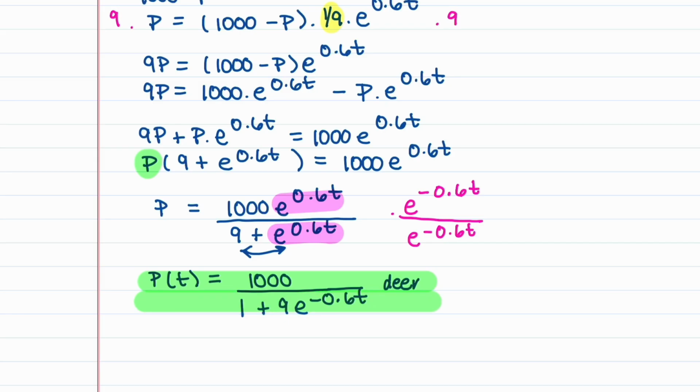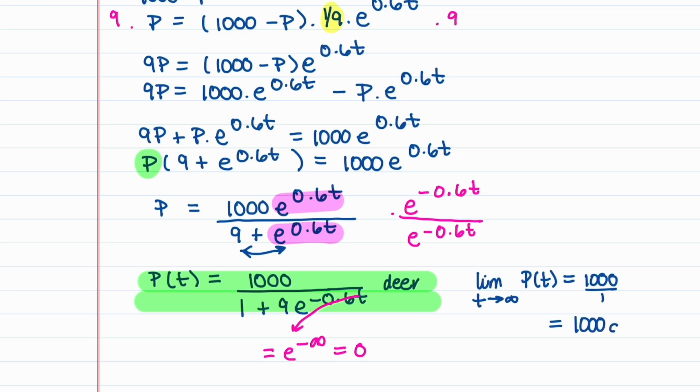If we want to find out what the population approaches as time goes to infinity, we're going to take the limit as t goes to infinity of p of t. This term is going to equal e to the minus infinity, which is 0. So we're just going to be left with 1,000 over 1, which is 1,000 deer. And that's exactly the park's carrying capacity, so we know that we've done the problem right.